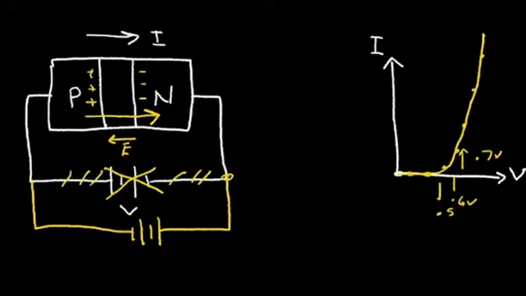In this case, I'm creating a positive region in the N by applying this external voltage, and a negative region at the negative terminal of the battery. So in effect, I am reinforcing this electric field that was built into the junction, and I'm making this depletion region wider.